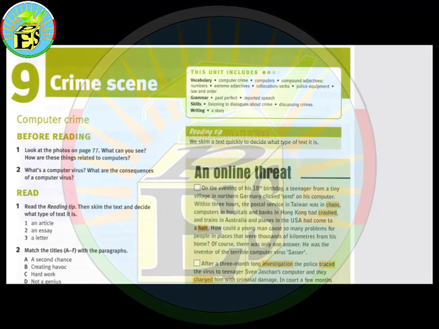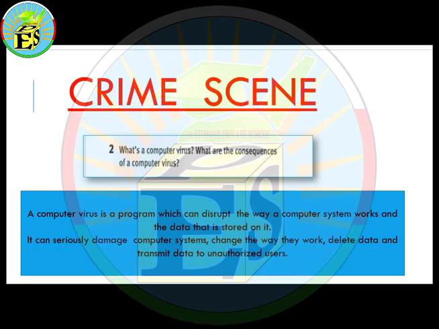What's a computer virus? And what are the consequences of a computer virus? Do you know? A computer virus is a program which can disrupt the way a computer system works and the data that is stored on it. What about the consequences of a computer virus? It can seriously damage computer systems. It changes the way they work, deletes data, and transmits data to unauthorized users.